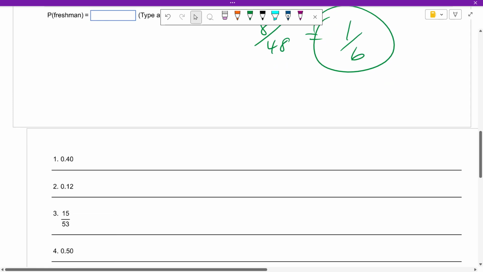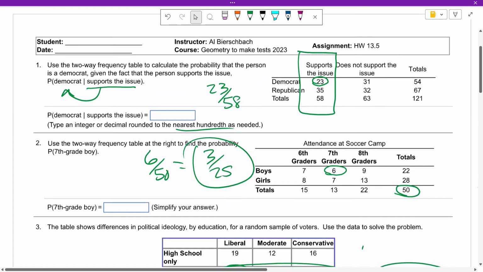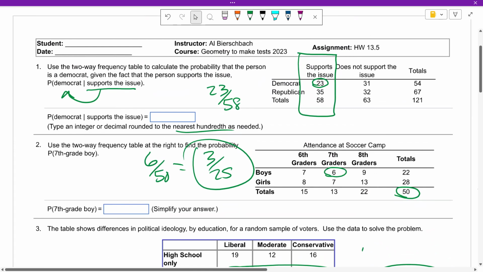Okay? So there's a whopping 5 questions on your worksheet today. So you will have no problem getting this done.